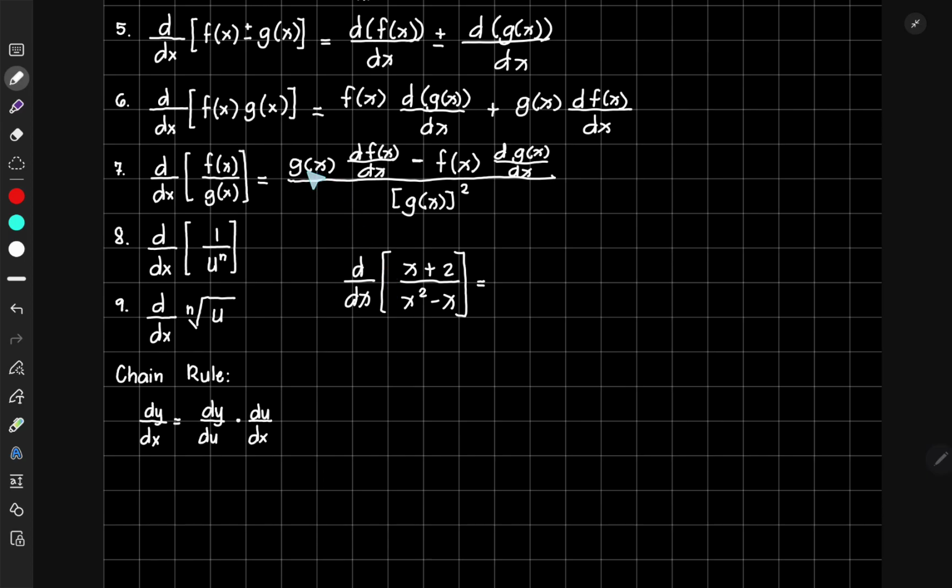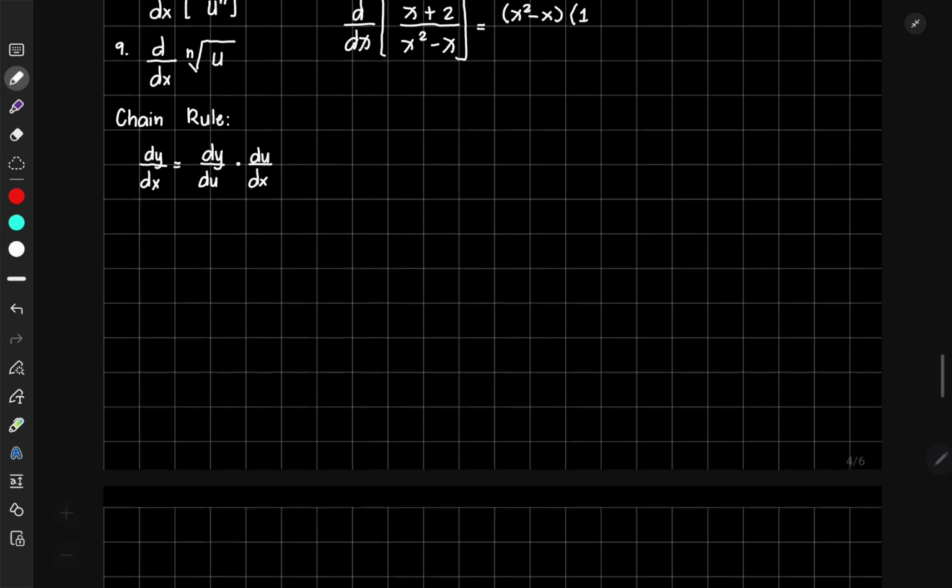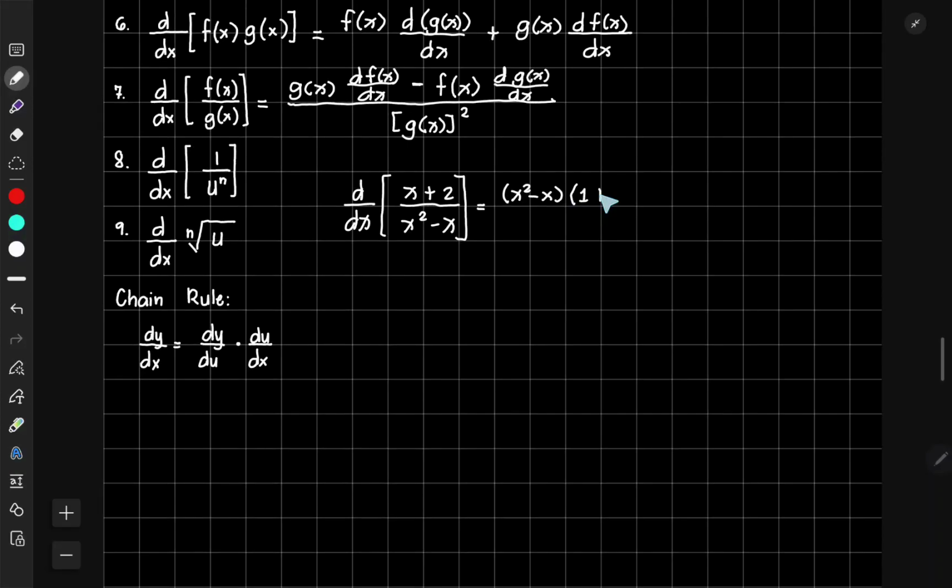So from our rule, copy lang yung g of x or yung denominator, which is x squared minus x, but we have to get the derivative of our numerator or yung f of x natin. So the derivative of x, so from our rule number 2 kanina, identity rule, so that is 1. The derivative of 2 is equal to 0. So plus 0 lang yan. So minus, so that one, copy yung numerator. So we have x plus 2. But we have to get the derivative of the denominator, which is ito.